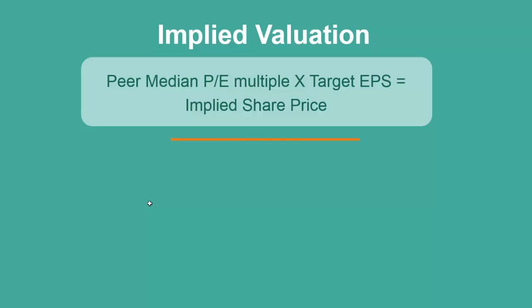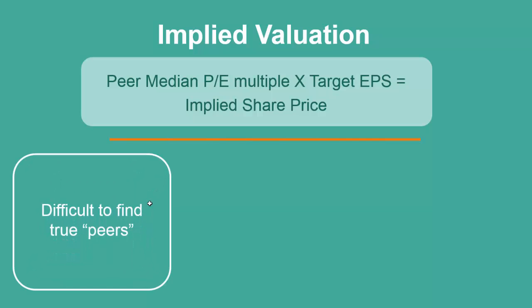Some issues with doing a comps analysis are that it's very difficult to find true peers. How many peers are going to be selling the exact same products, have very similar sizes, and be in similar geographies? It's very difficult to find companies that are that similar.